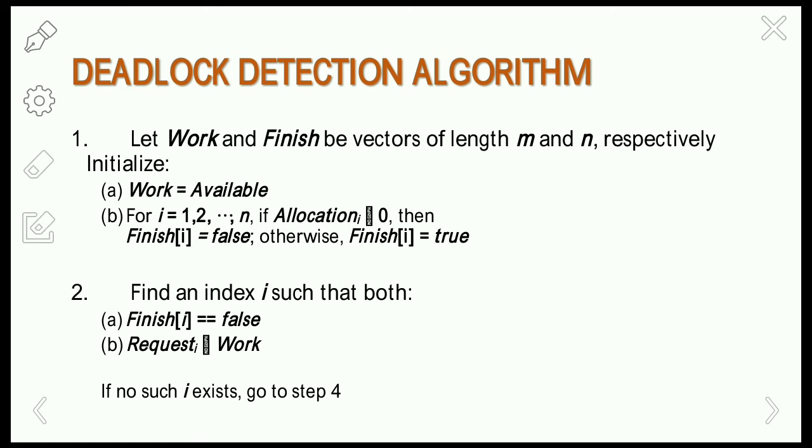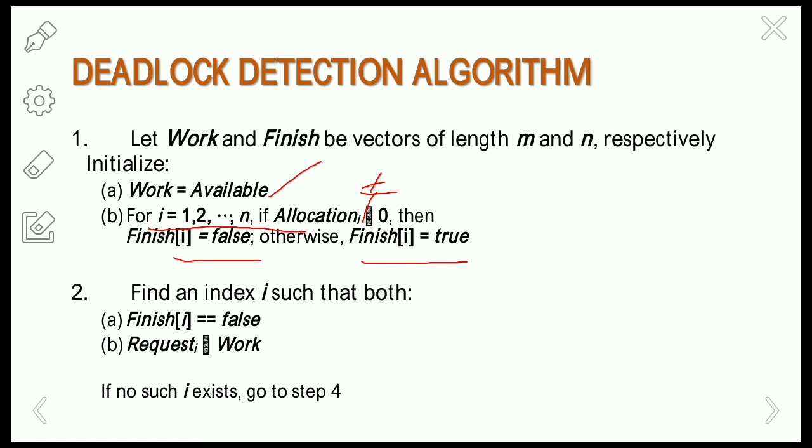Now let us see the deadlock detection algorithm for the multiple instance type resource. Here, Work equals Available. That means we are assigning the available resources to Work. For i equals 1 to n, if Allocation is not equal to 0, then Finish[i] equals false, otherwise Finish[i] equals true. That means if Allocation is not equal to 0, then Finish[i] equals false, meaning the process has not finished its execution; otherwise the process has finished its execution.